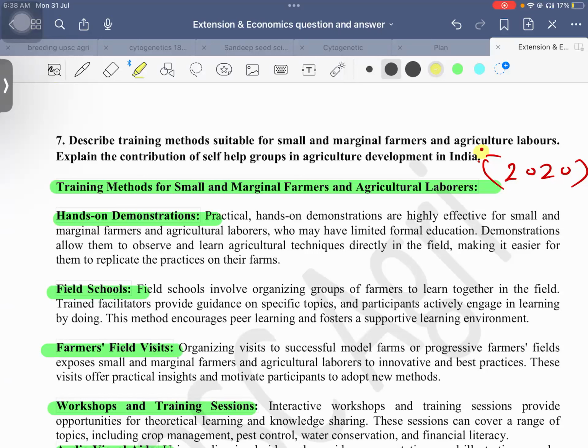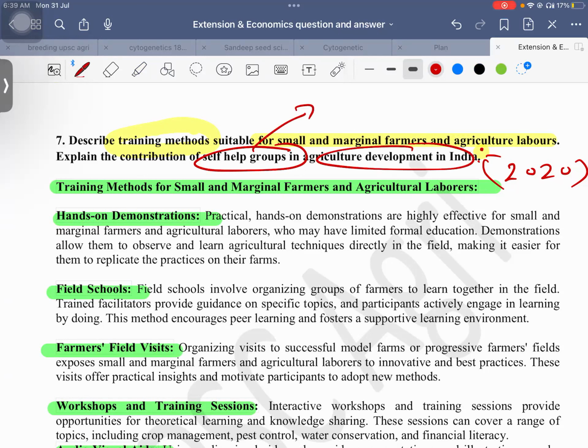Okay. Describe training methods suitable for small and marginal farmers and agricultural laborers, and the contribution of SHG in agriculture development. This we have already discussed. This was asked in 2020. So what are the trainings we are using for these people?